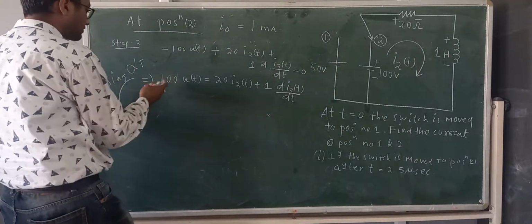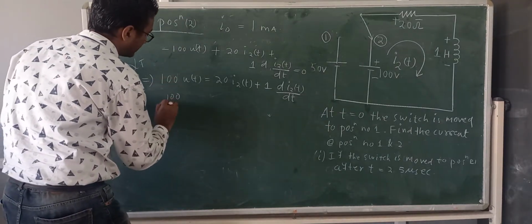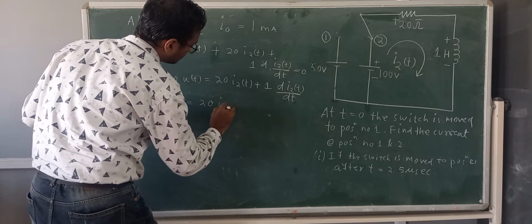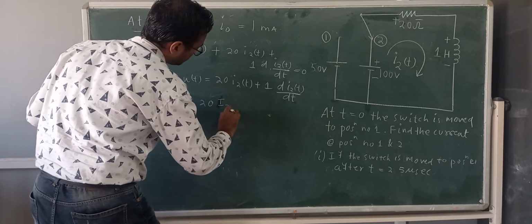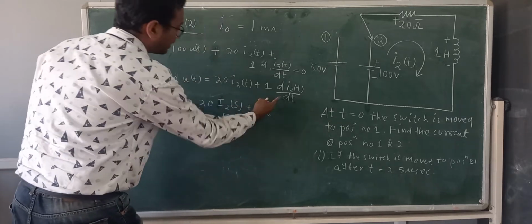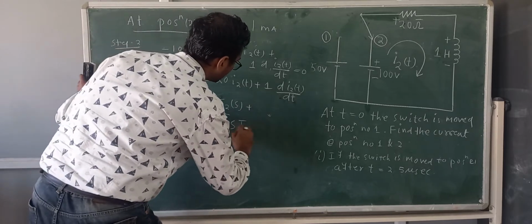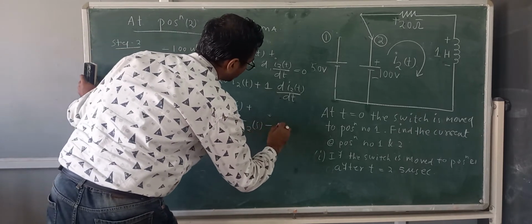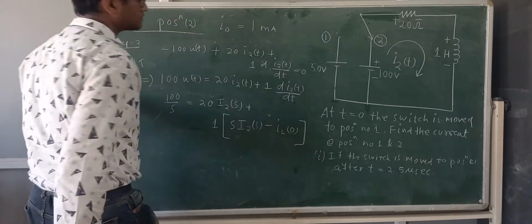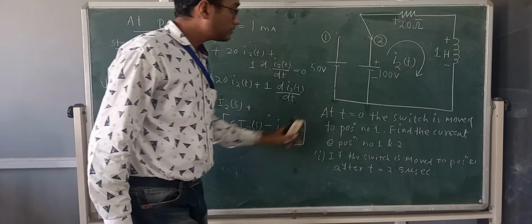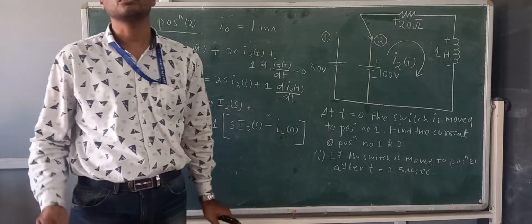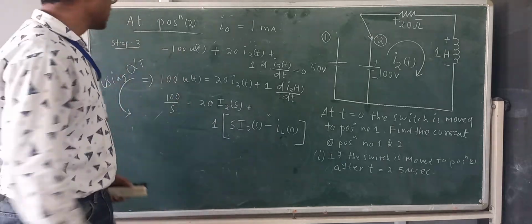So what is the Laplace transformation of this? 100 divided by s equals 20 into I2(s) plus 1 into, what is the Laplace transformation of the derivative? s into I2(s) minus I_L. The initial current is flowing here, and you will understand what the role of the initial current is.